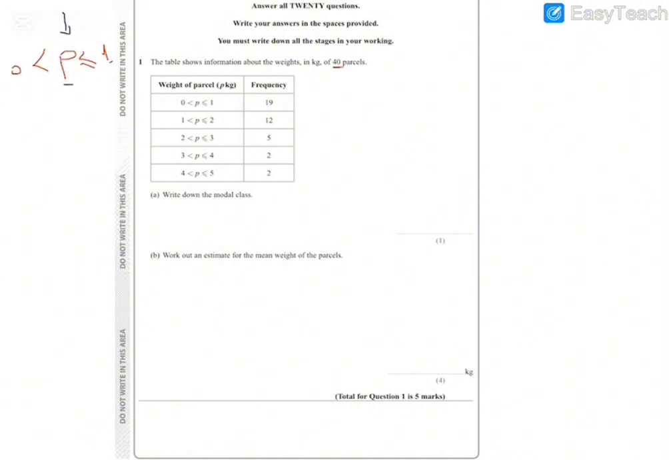The first class is 19. The second, from 1 to 2, is 12. From 2 to 3, 5. From 3 to 4, 2. From 4 to 5, 2. Okay.